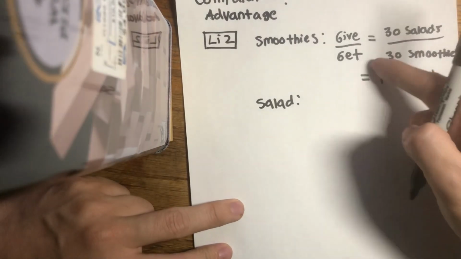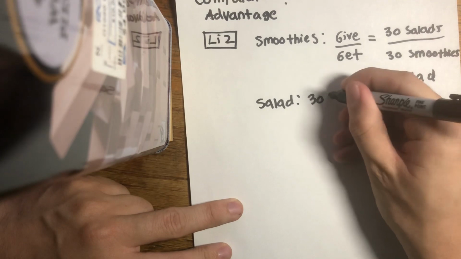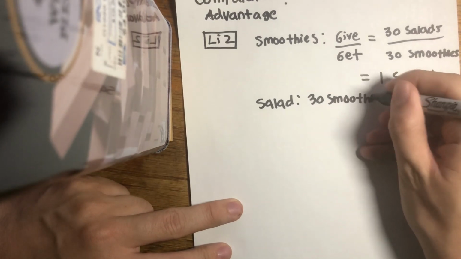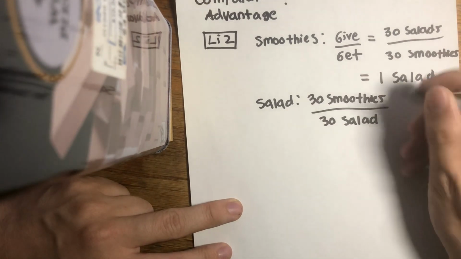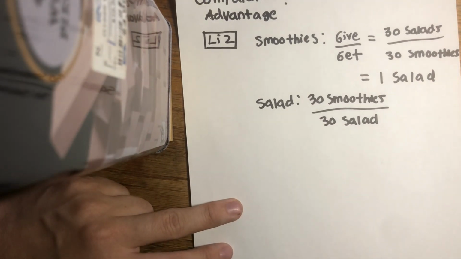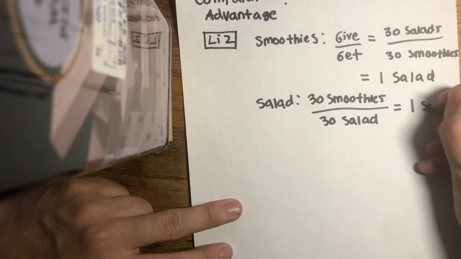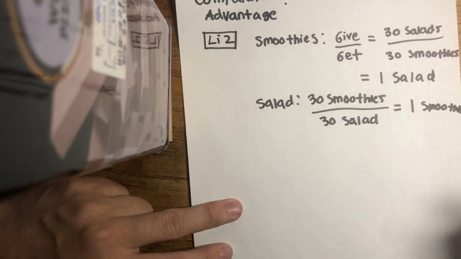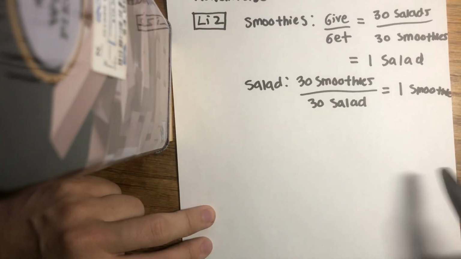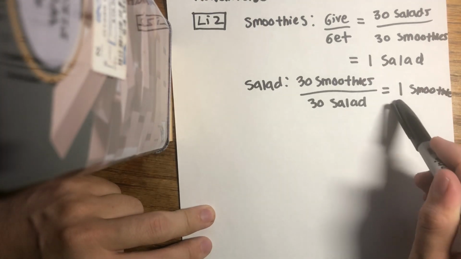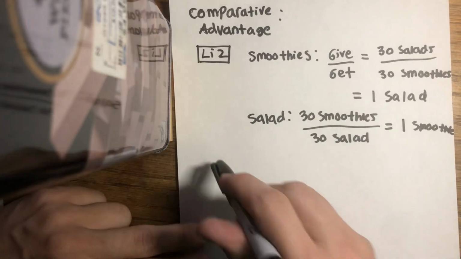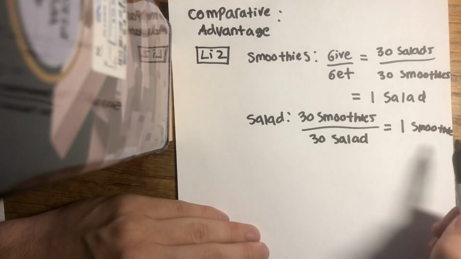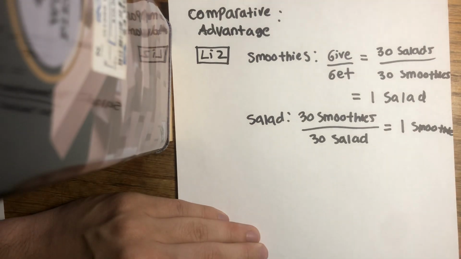So in this case, if you want salad, you have to give up 30 smoothies for 30 salads. This is the ratio to get per salad. If you want a salad, how many smoothies do you have to give up? The answer is just 1 smoothie. It's easy because the reciprocal of 1 is 1. So you have Liz, who has 1 salad and 1 smoothie as her opportunity cost.